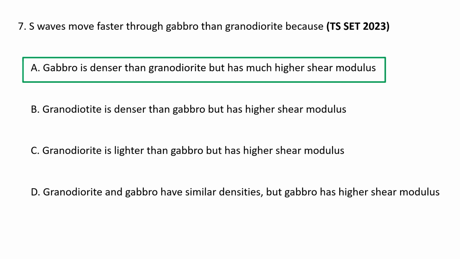Out of these, A is the correct option because gabbro is denser than granodiorite and has much higher shear modulus when compared to granodiorite. So that's why in gabbro the S waves move faster than in granodiorite. So A is the correct option.